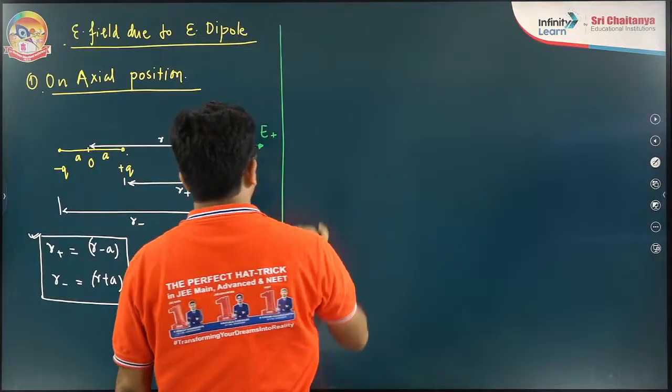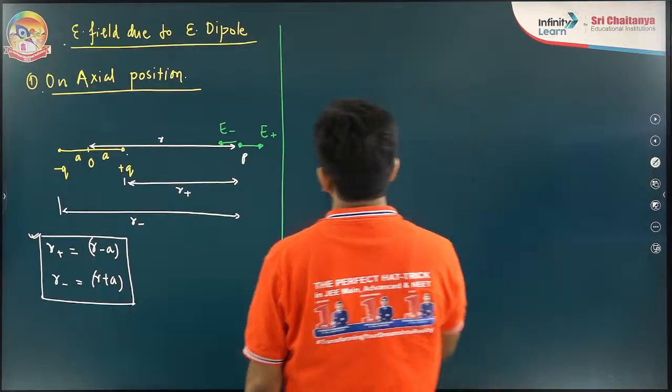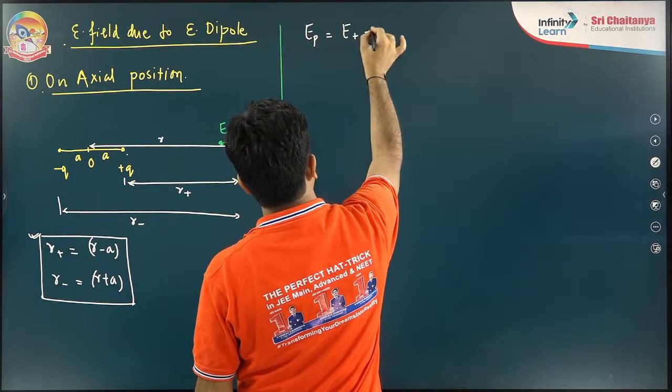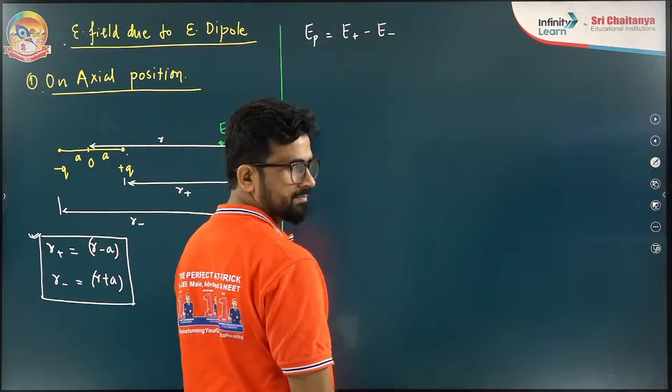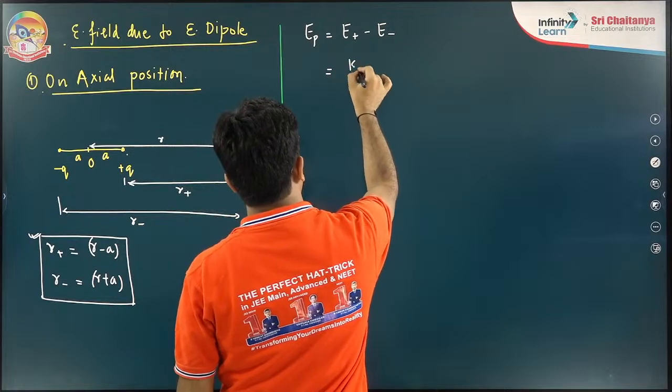So you will say here that the electric field at point P is nothing else but E positive minus E negative. We have to do it. Now put the value. What will you say? You will say that this was KQ.